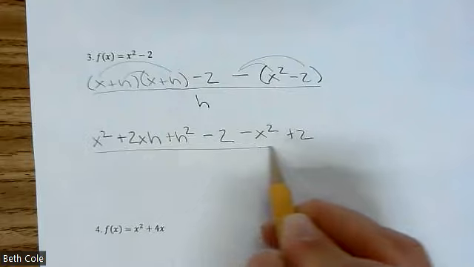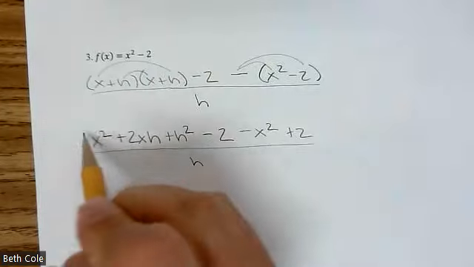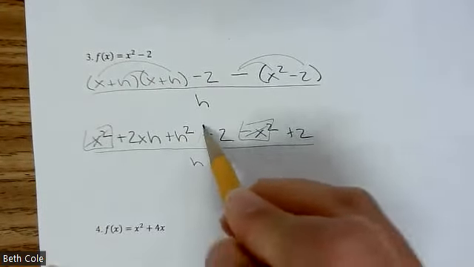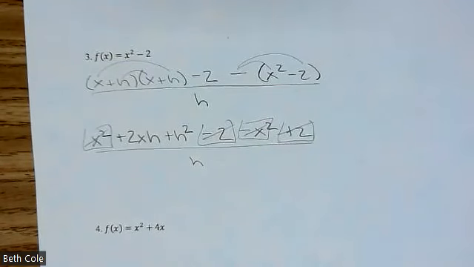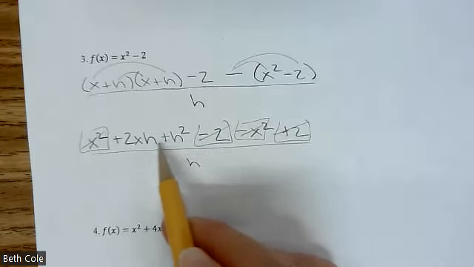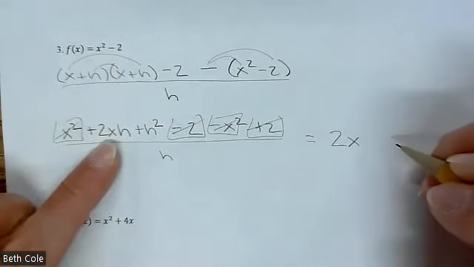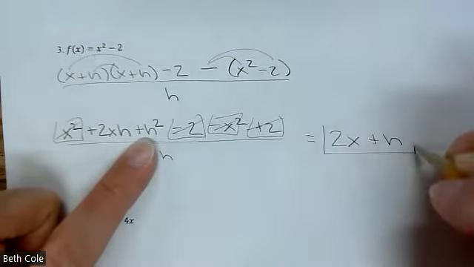Good. Over h. At this point, if you have done your job correctly, a lot of stuff should cancel out. If it doesn't, you dropped a negative somewhere. All right, so what's going to go away? X squareds are gone. The 2's are gone. I think that's it. Now, everything that's left should have an h in it, does it? Okay, that means you can cancel out an h from each term. Do you see how we're dividing by h? So you're going to cancel one h from each term. What would that leave you with? 2x plus h. Your answer.